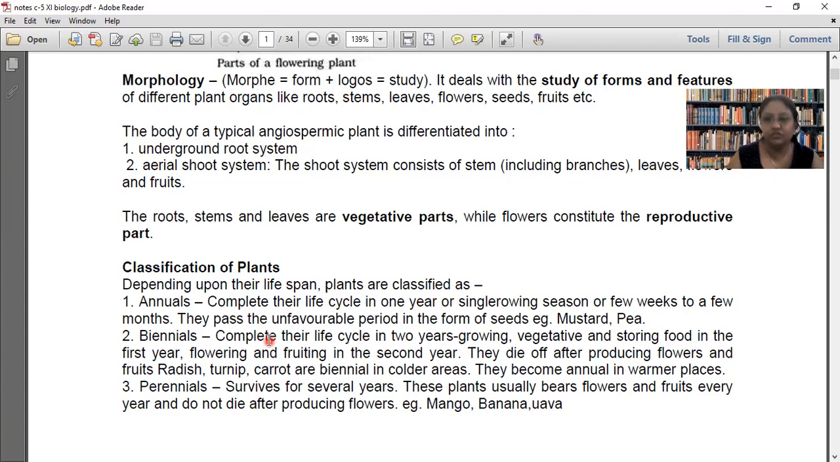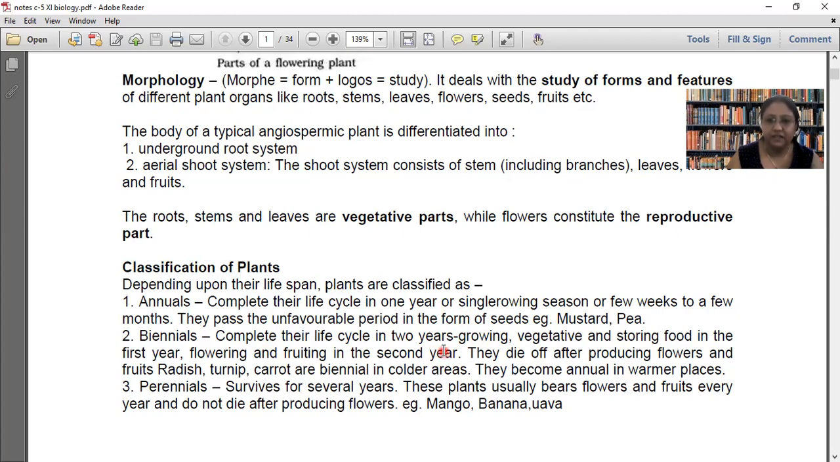Such plants are also known as annual plants. That doesn't mean that it needs to be there throughout the 12th month. Biannual means they are plants which can survive for 2 years.